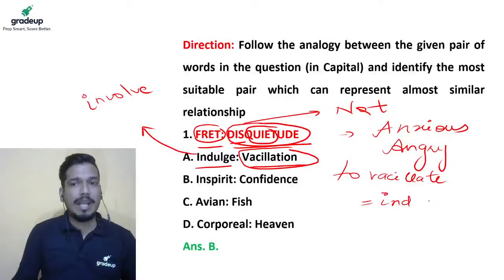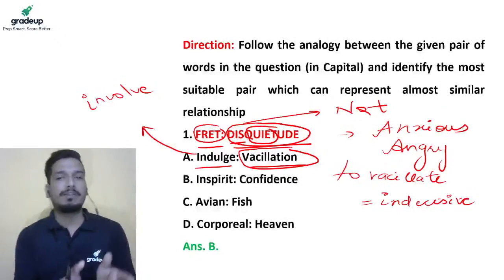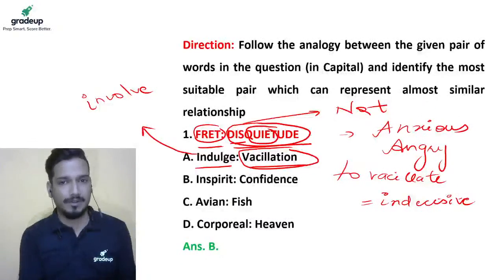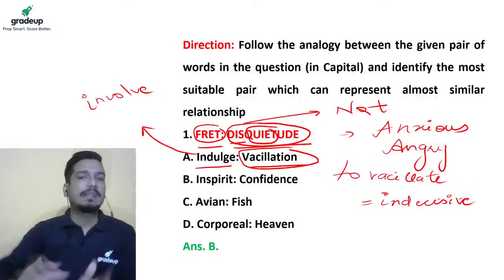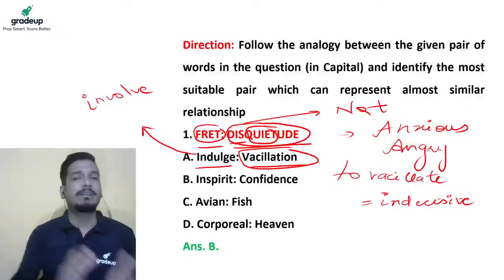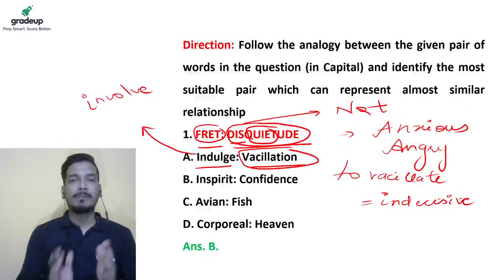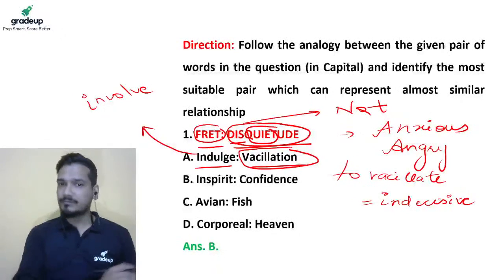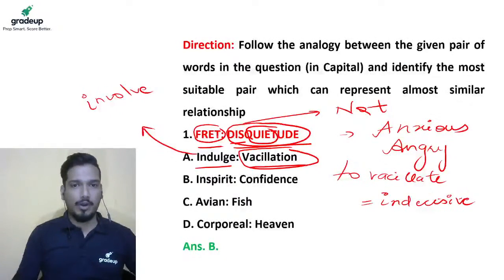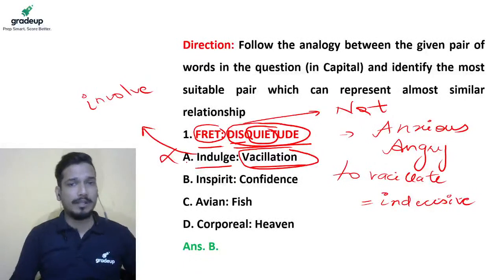You're not able to take a decision. For example, the vacillating minister is not able to take a decision, or the minister's vacillating policies. I mean, he's not quite sure. His policies themselves are quite indecisive. That is the meaning of vacillation. So obviously, indulge and vacillation are not at all synonyms. So I can put a cross here. No, A is not my answer.